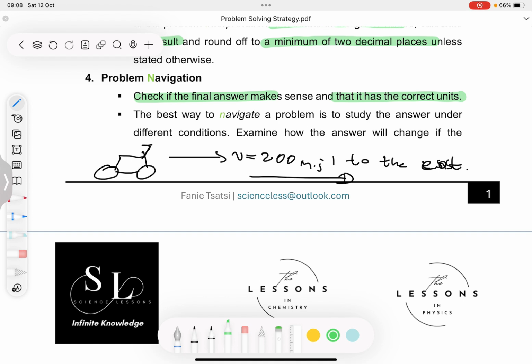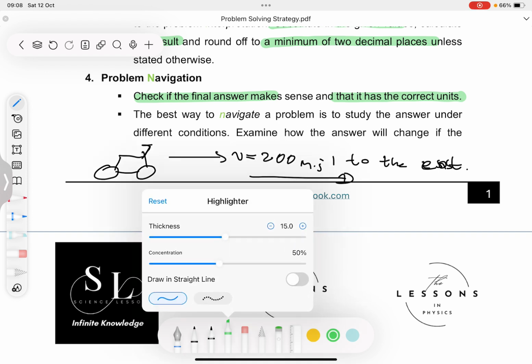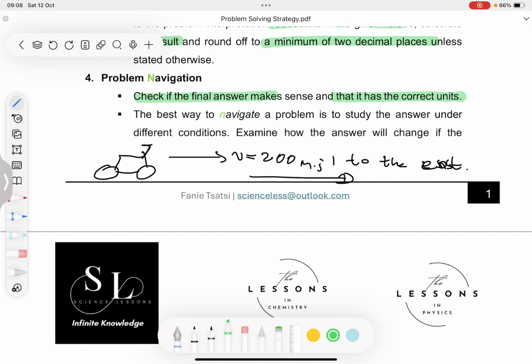Already this answer, when you navigate this answer, it tells you that there's something wrong that you have done in your calculation. So that's why I'm saying this part is important, because as a learner, you can judge your answer and sort of pre-mark yourself, right? I use the word pre-mark because maybe we don't know the actual answer. So you can have an idea of how well you did on your exam by just navigating your answer to see that.